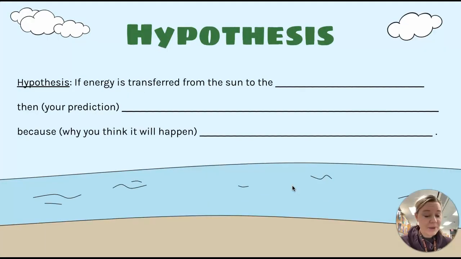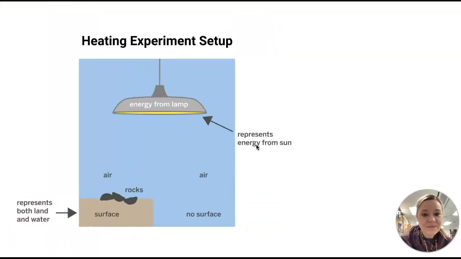So when you pick your claim, you're going to make a hypothesis. So if energy is transferred from the sun to, you're going to either say air or surface, right? Either claim 1 or claim 2. And then you're going to tell me what you think is going to happen. Do you think that the energy in the air is going to increase? Is the energy in the air going to decrease? Is there not going to be a change in energy? And then you're going to tell me why you think that's going to happen.